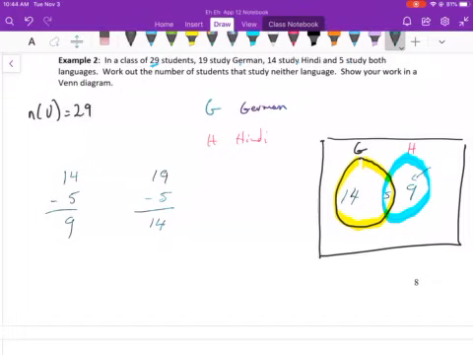If I add this all quickly in my head, I get 14 plus 5 is 19 plus 9 is 28. So in my circles are 28 students altogether. I have to worry about this, though. In my class of 29 students, there's 1 student who's not accounted for. So that means there is 1 student who studies neither German nor Hindi.